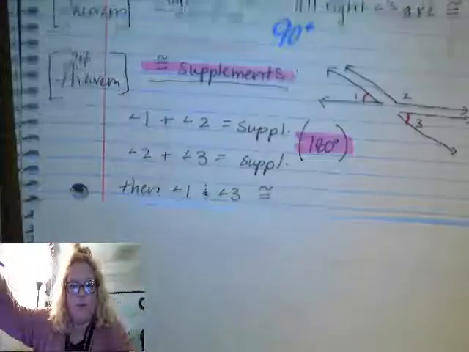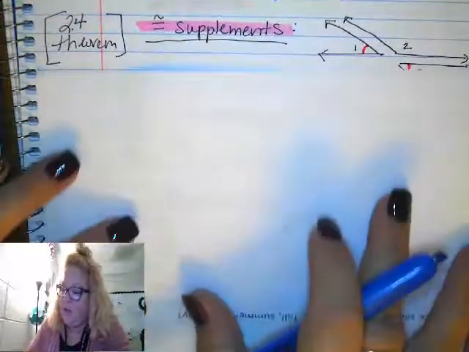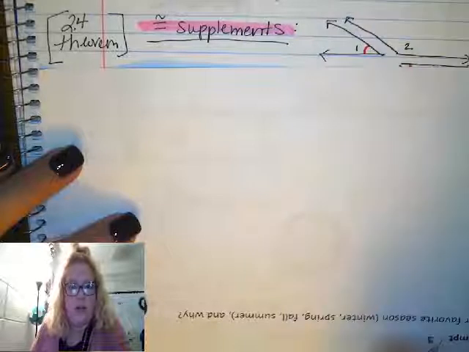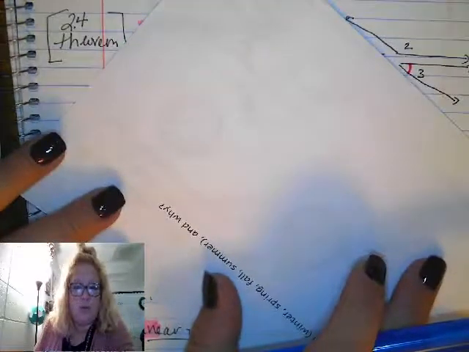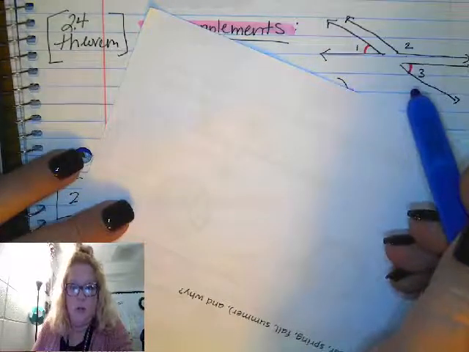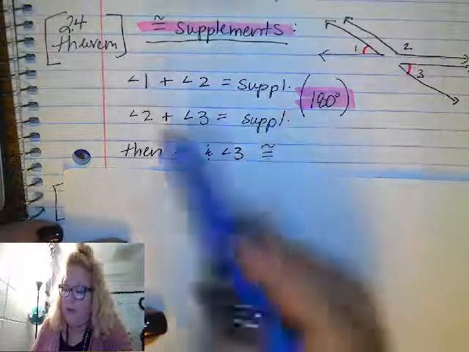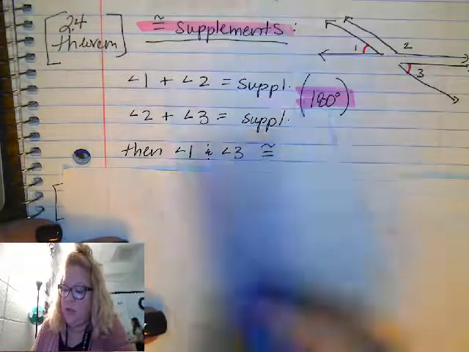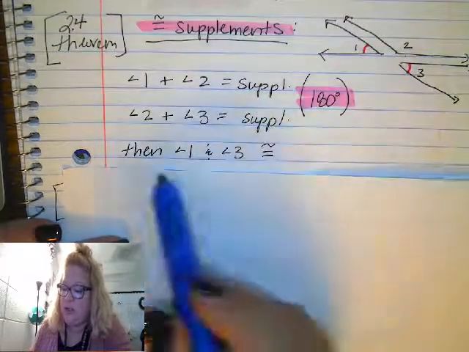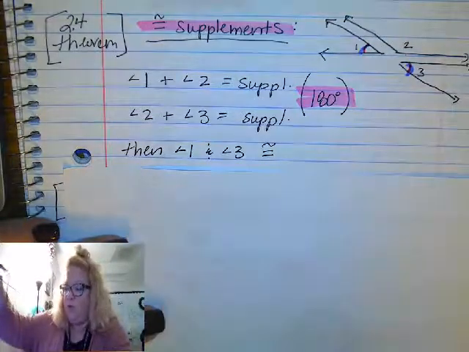Theorem 2.4 is much like the transitive property. It tells us that if 1 and 2 are supplementary, equal to 180 degrees, and 2 and 3 are also supplementary, equal to 180 degrees, then that means that 1 and 3 have to be equal. They have to be congruent, the same angle. So kind of like the transitive property, 1 and 2 are supplementary, 2 and 3 are supplementary, so then 1 and 3, this piece right here and right here, are going to be equal or congruent.